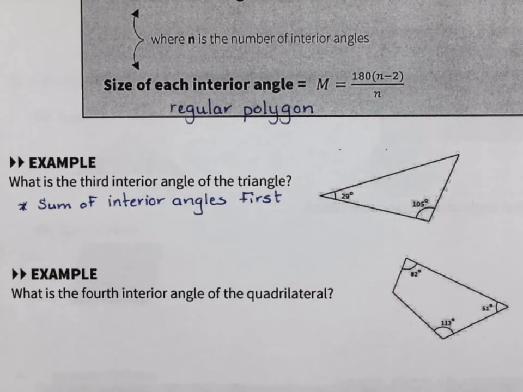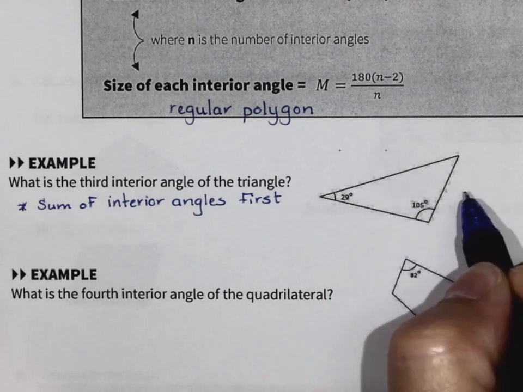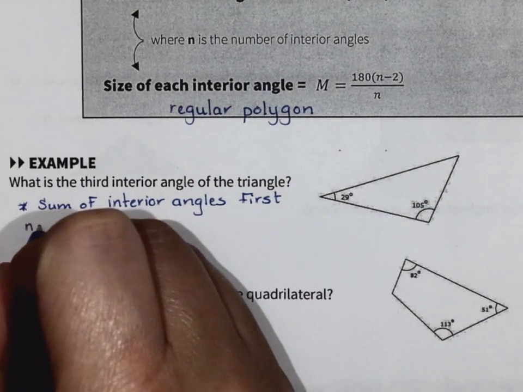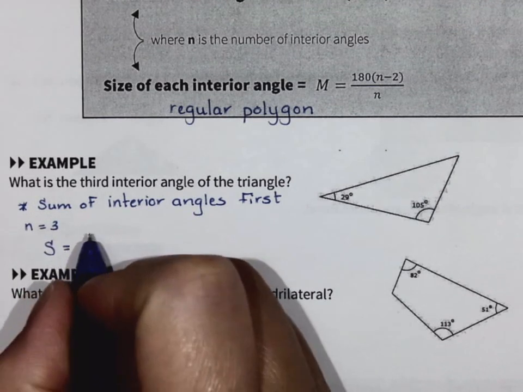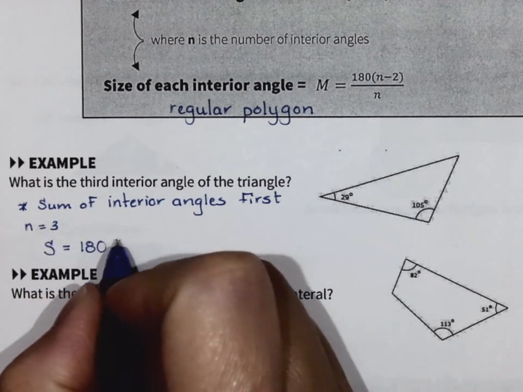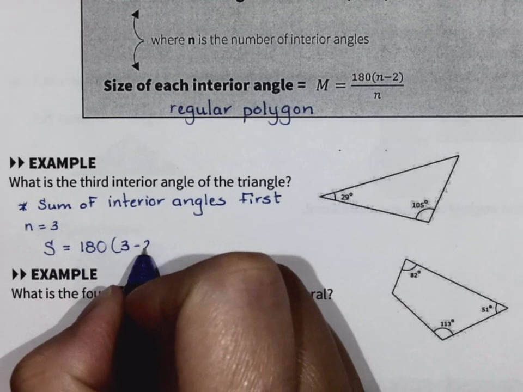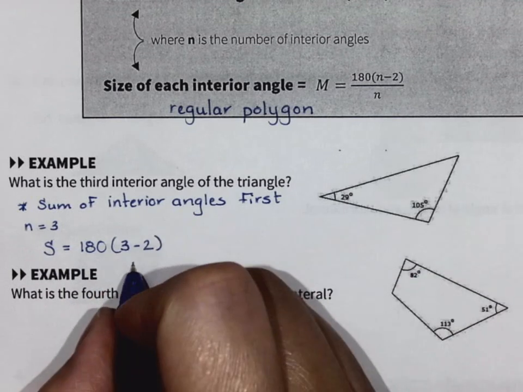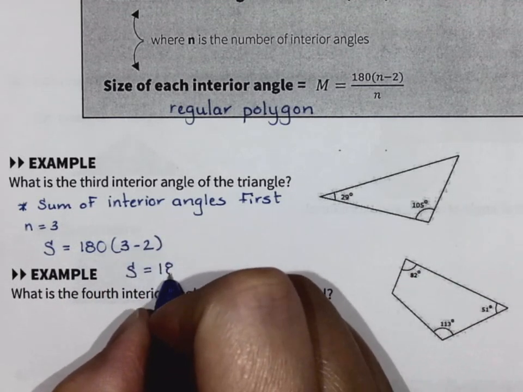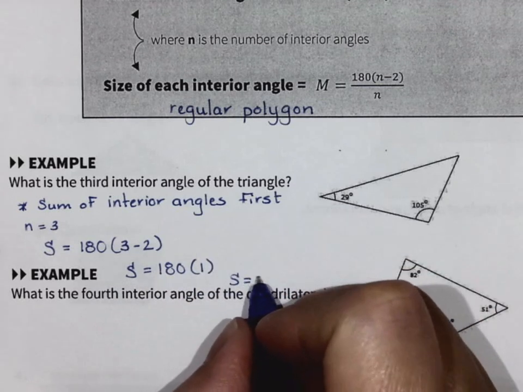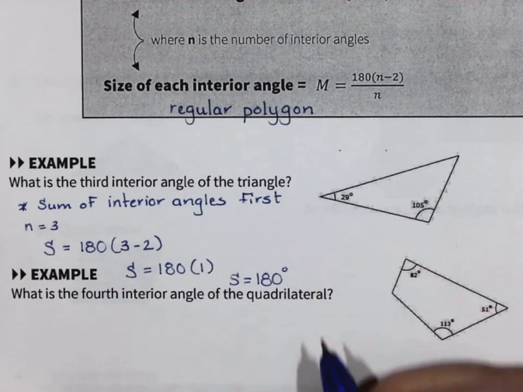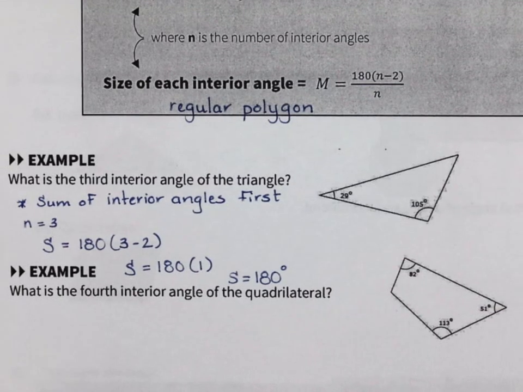All right, so if we do this, we have a 3-sided figure. So we know that n is equal to 3, and we're going to use the formula: sum is equal to 180 times 3 minus 2. So the sum is equal to 180 times 1. So we know that the sum is 180 degrees. Most of you know that, and I think we did that in our trig unit. The sum of all interior angles of a triangle is 180.